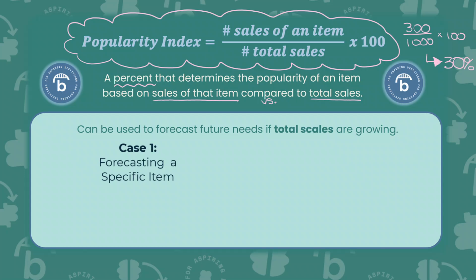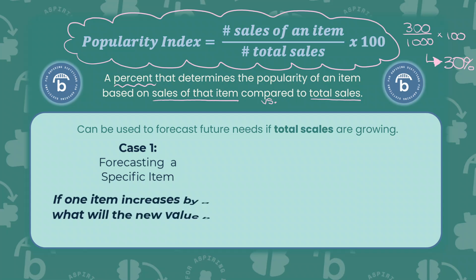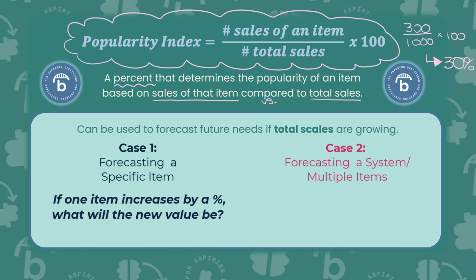These problems won't use popularity index. If the percent is tied to a single item, then you can scale that item directly. If an item increases by a certain percent, what will the new value be? But if the percent is tied to total sales, then you're growing the entire system. And in that case, you use popularity index to determine how that growth is distributed across items.